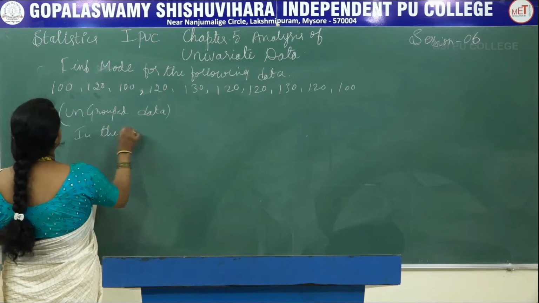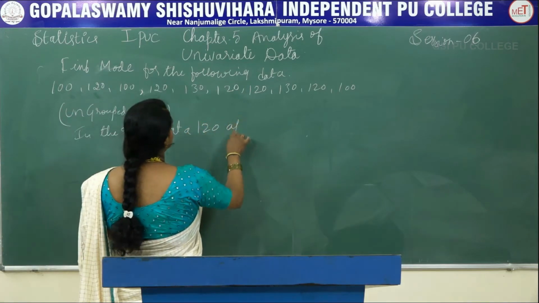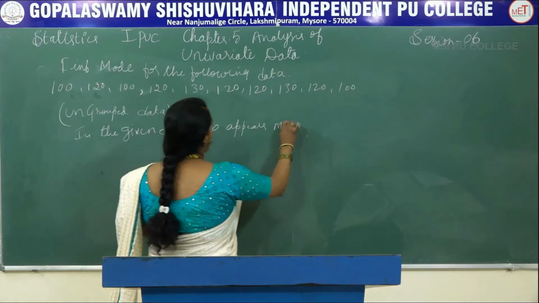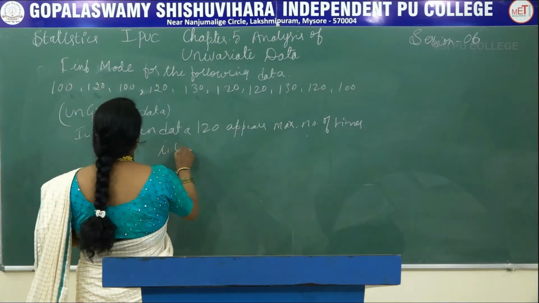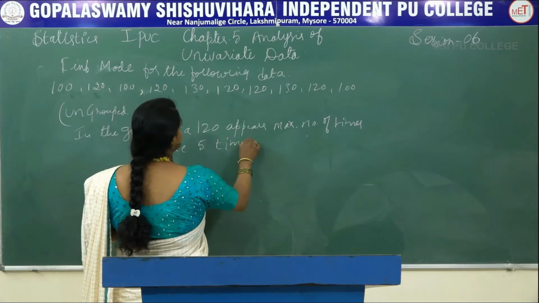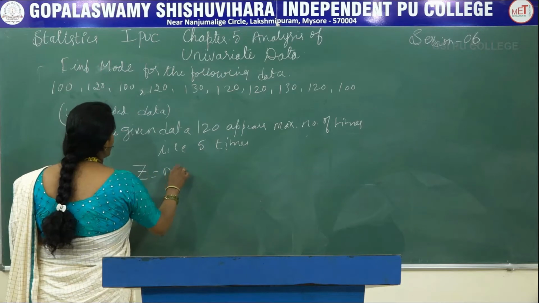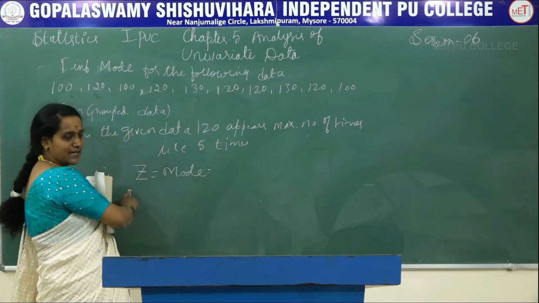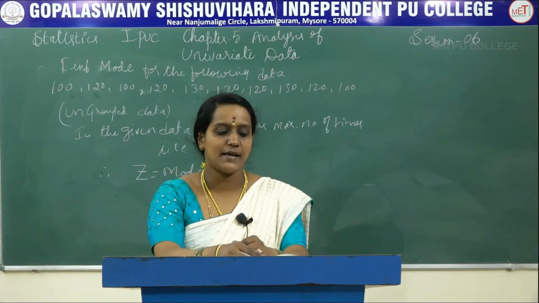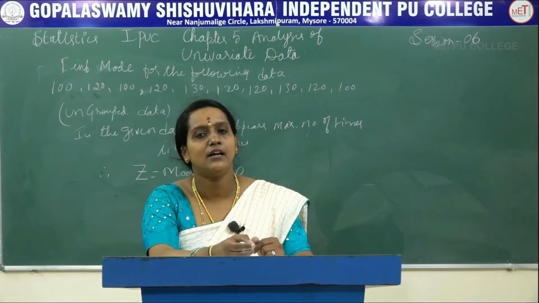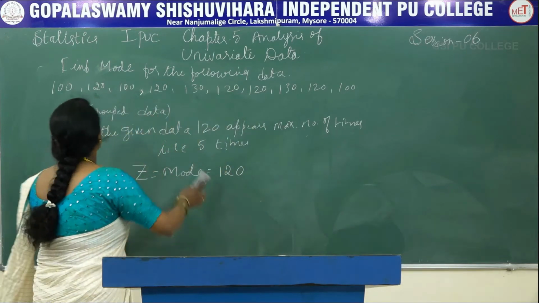In the given data, 120 appears the maximum number of times, that is 5 times. Therefore, Z is nothing but the mode, mode is denoted by Z, and the mode value is 120. Understand? The value that is repeated the maximum number of times, we call it the mode value in ungrouped data.